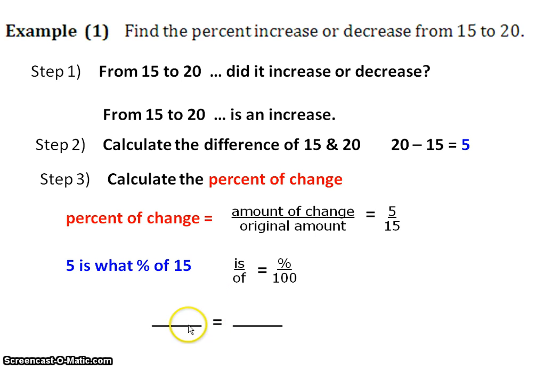So set up your proportion down here, fill in your is and of, percent and 100. You're going to come up with one unknown. Please cross multiply and divide to calculate your percent increase.